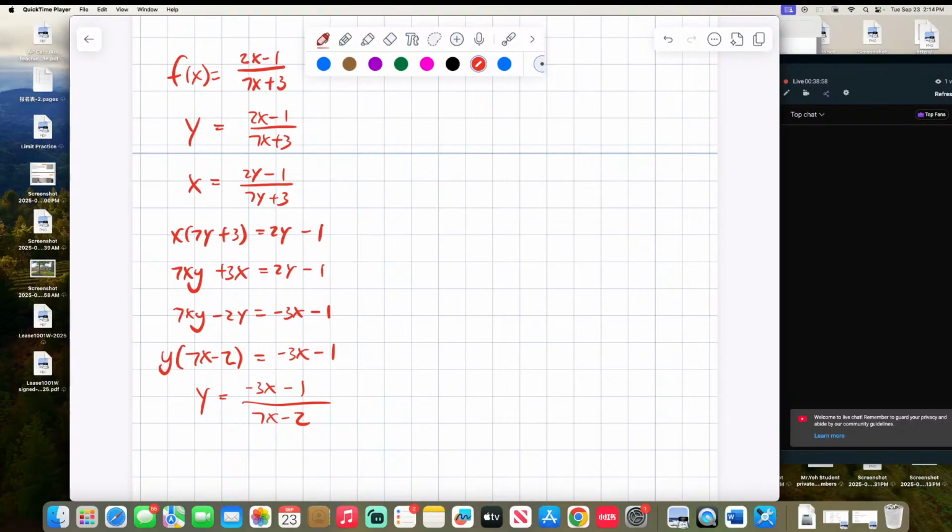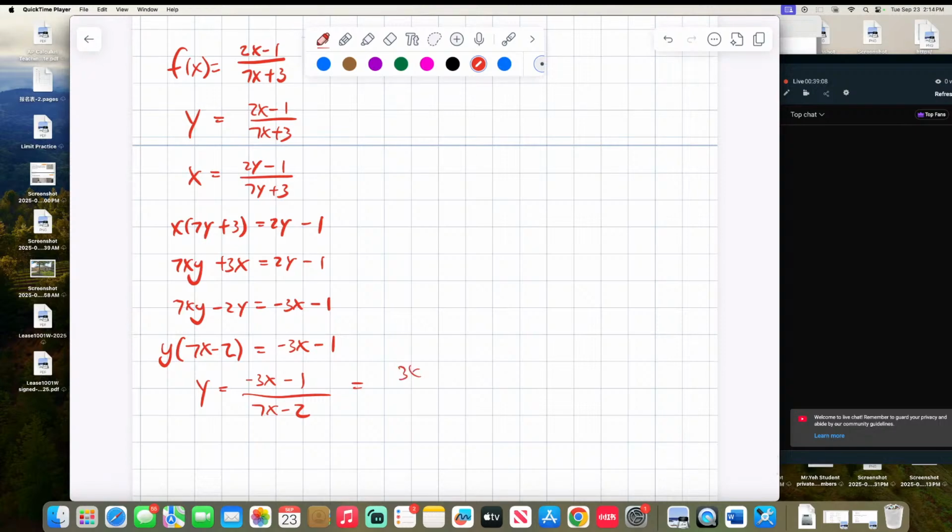Okay. Any question about this? Do you get the same thing? Do you have to simplify it more? Like, can you? Because you can, right? You have to. I mean, you don't have to. You can say that's equal to 3x minus 1 over 2 minus 7x. That's 3x plus 1, sorry. Yeah.